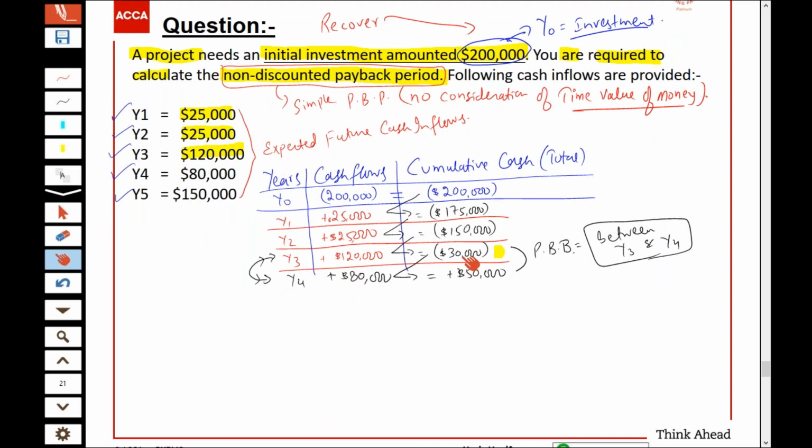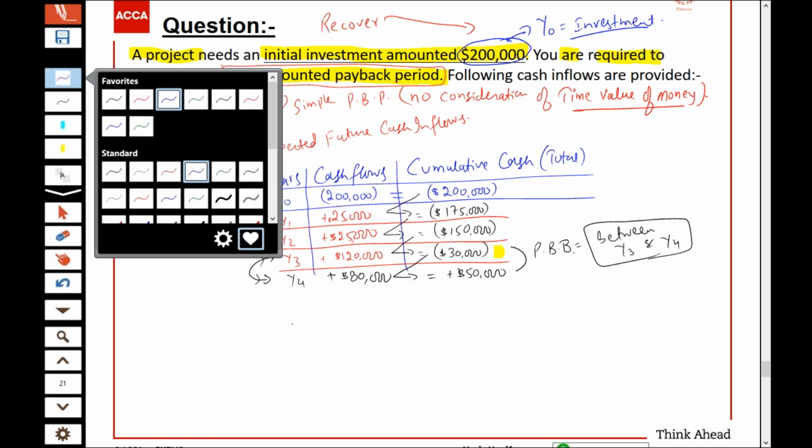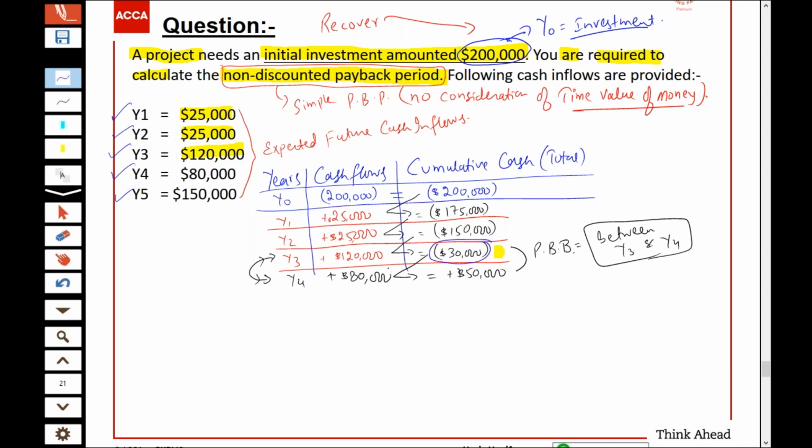I have to recover 30,000 from this 80,000. Focus on my calculation. Year 3 and year 4, that is minus 30,000, and in year 4, 80,000. That means now I have to recover $30,000 from 80,000. So that means 30,000 from 80,000.